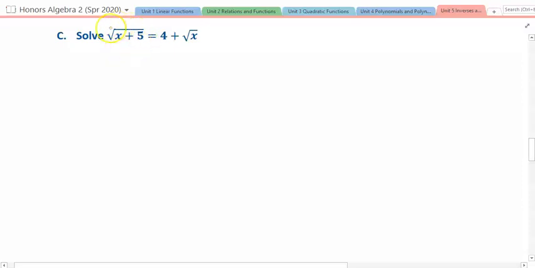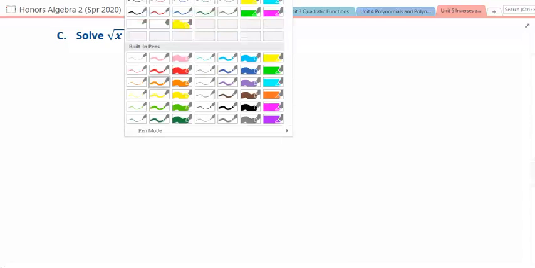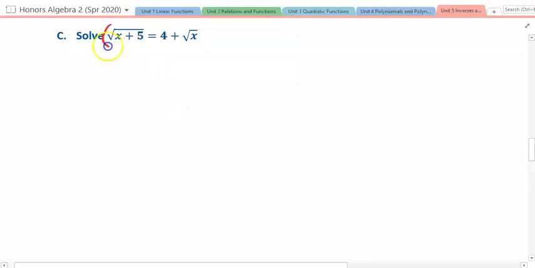Well, there's a radical on the left-hand side, and there's also a radical on the right. Now, our directions say get the radicals by themselves. Well, you can't do that when there's more than one. And so our first step here is to isolate one of the radicals. Now, I could isolate the one on the left or the one on the right. It doesn't matter which one I isolate, but we've got to isolate one of them. And so I'm going to square both sides as my first step.